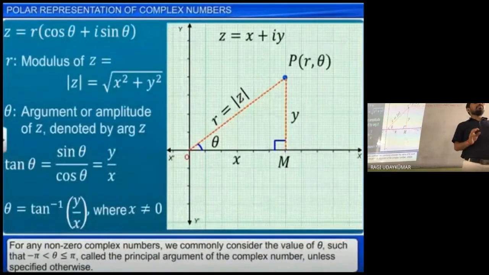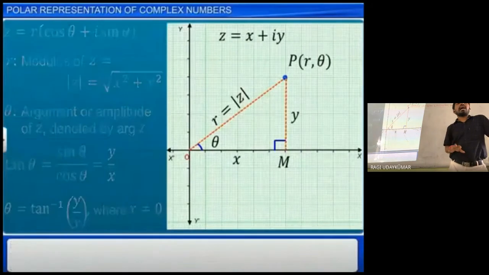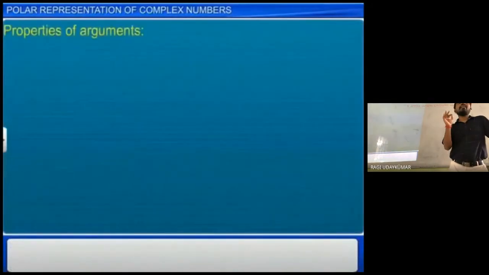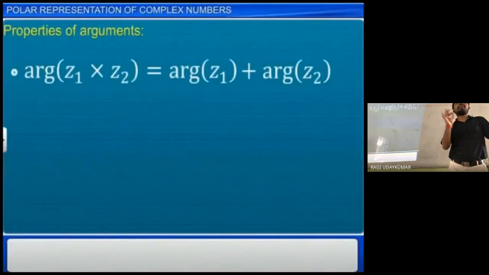If it is specifically given that you can find the angle up to 2 pi, meaning more than pi also, then you can take that. Otherwise, if it is not mentioned, you have to take minus pi to pi. So, the properties of the argument.